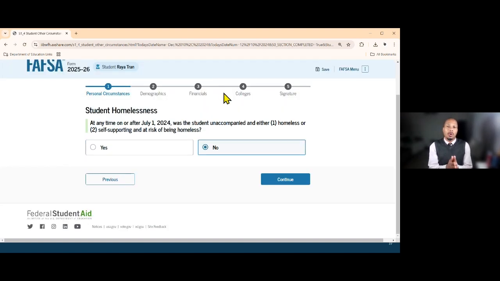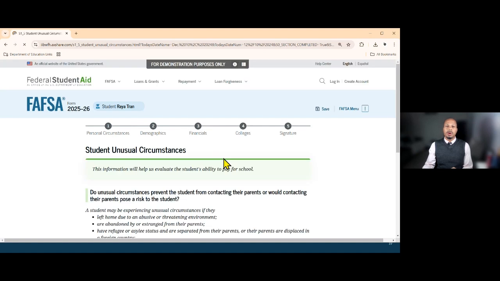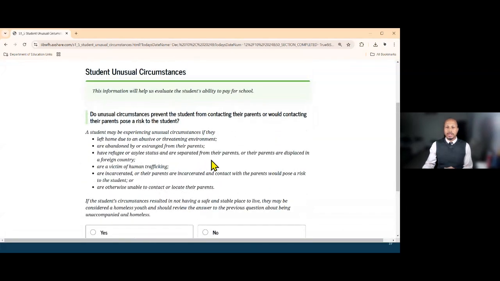But again, if you are homeless or at risk of being homeless, make sure that you reach out to the college access professional, your high school counselor, or your financial aid office for more information and what documentation they will be looking for in order to verify your situation. We're going to go next to the unusual circumstances. Remember what we said before: unusual is different from special financial circumstances. This is more about what's happening. Is contacting your parents posing a risk, or can you not make contact?